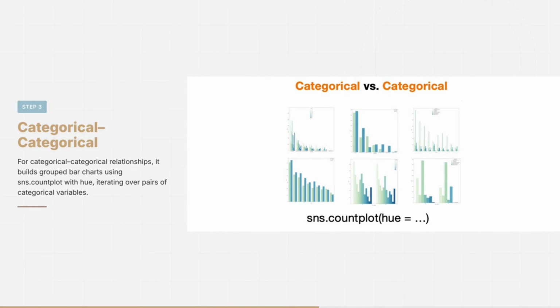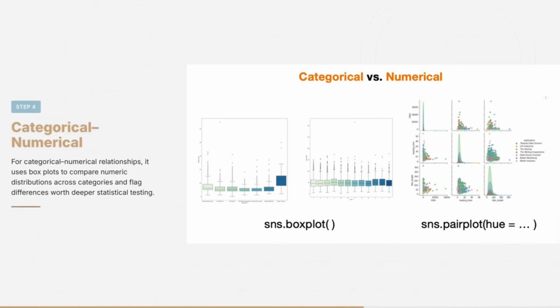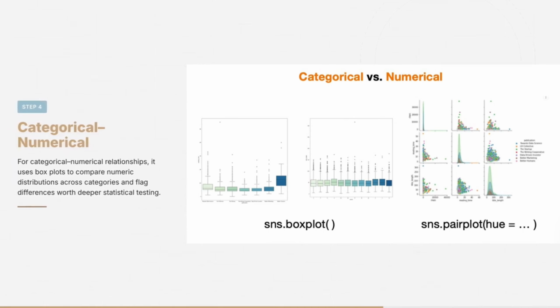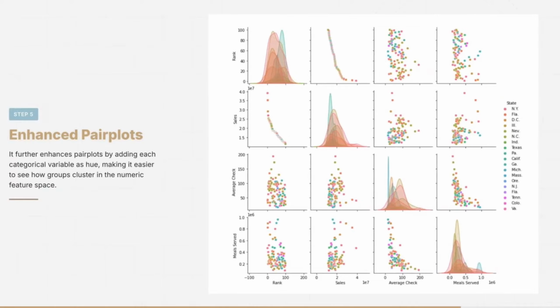For categorical numerical relationships, box plots are useful to compare numeric distributions across categories and flag differences worth deeper statistical analysis. We can further enhance the EDA process of two numerical and one categorical features by using pair plots with categorical variables as hue, making it easier to visualize any potential clusters formed in the numeric feature space.